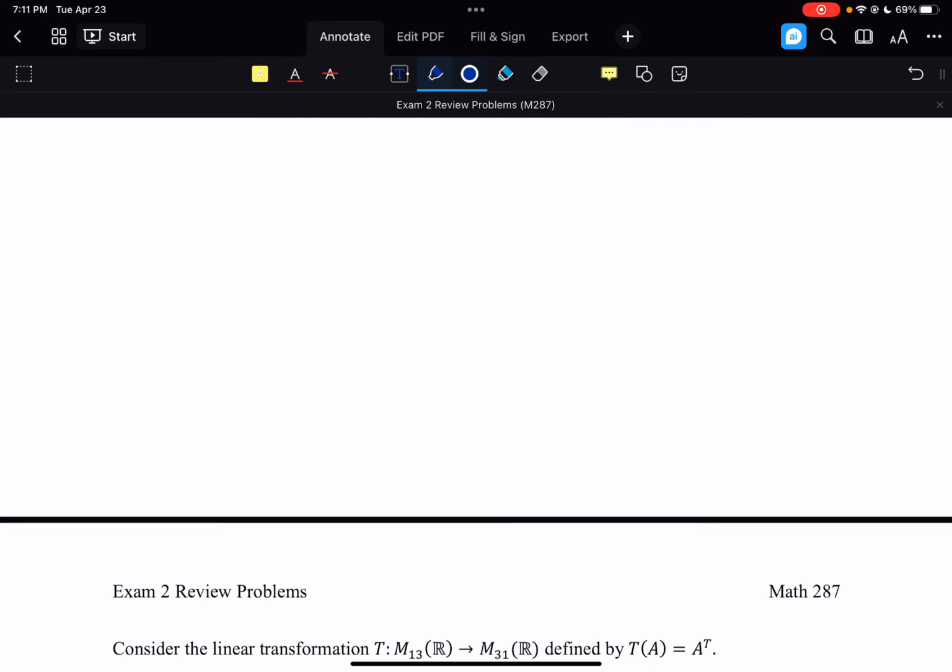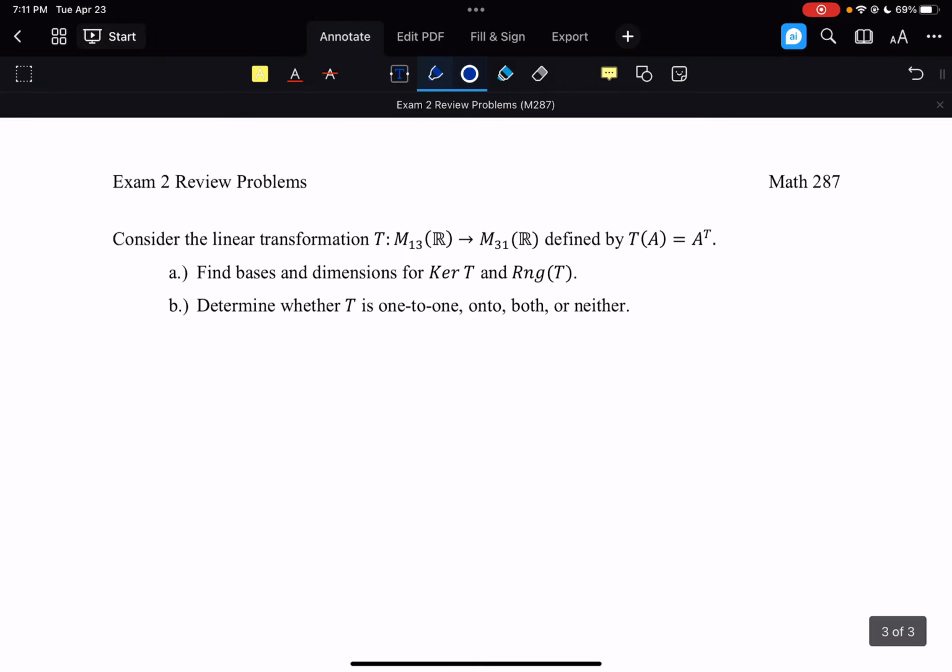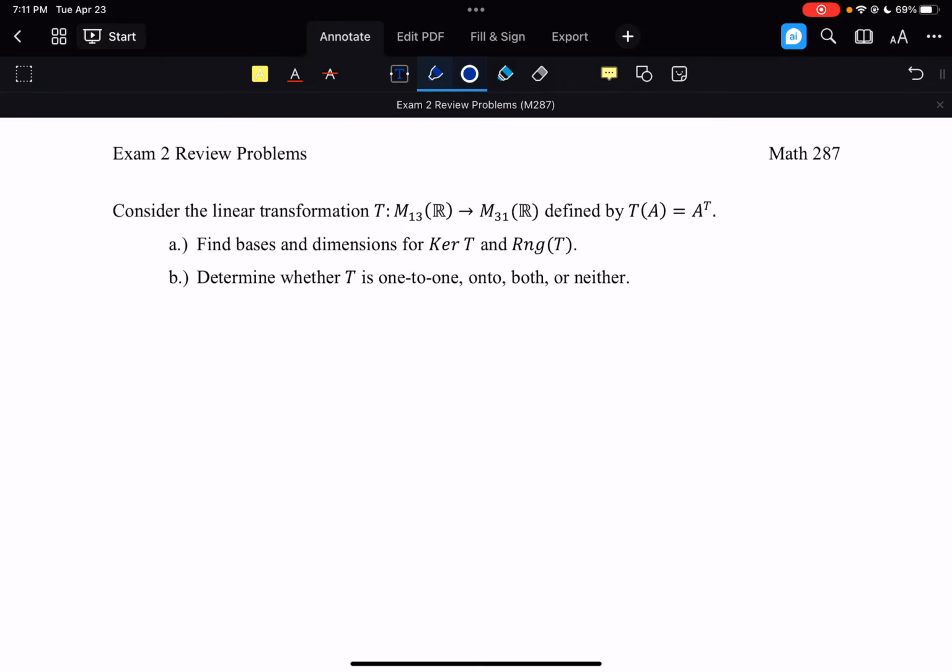Moving on to our last problem here for this video, jumping ahead to chapter 6. Consider the linear transformation T going from M13 of R to M31 of R, defined by T of A equals A transpose. So the transformation is saying take a matrix and transpose it. That's how you transform it. And we're transforming 1x3 matrices into 3x1 matrices. We want to find bases and dimensions for the kernel of T and the range of T, and determine whether T is one-to-one, onto, both, or neither.